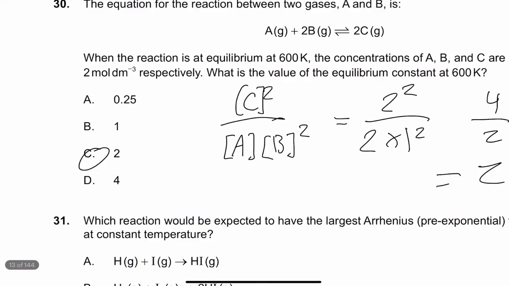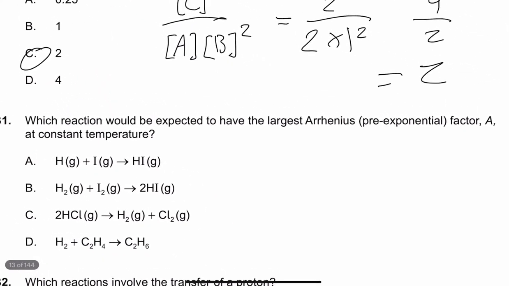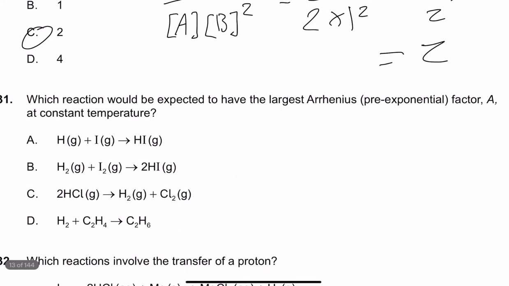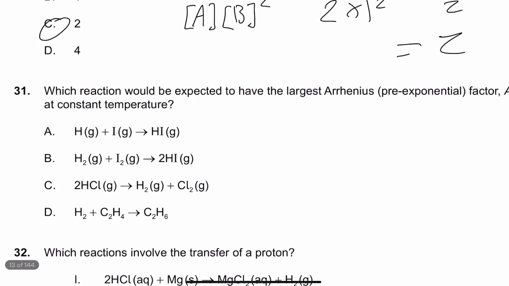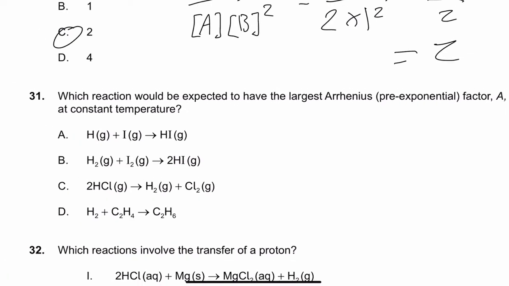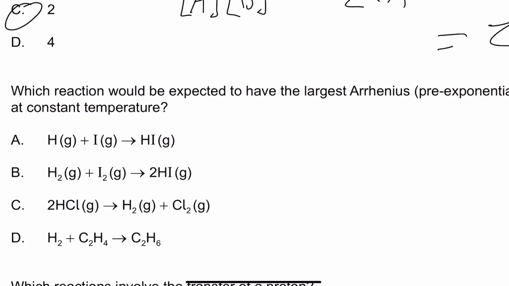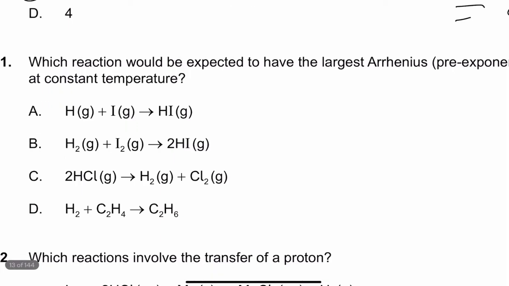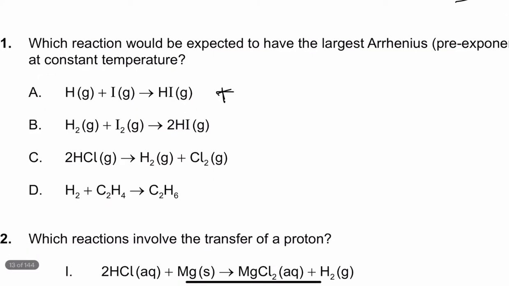Nice question. Which reaction would be expected to have the largest Arrhenius factor, A, at constant temperature? Oh, wow. I would not expect them to give this question. But, yeah, pretty challenging question. Requires you to think. But, yeah, pretty solvable. So let's see. We have A, hydrogen plus iodine forms HI. Yeah, pretty decent contender, pretty simple reaction. Let's put an asterisk. H2 plus I2 forms 2HI.